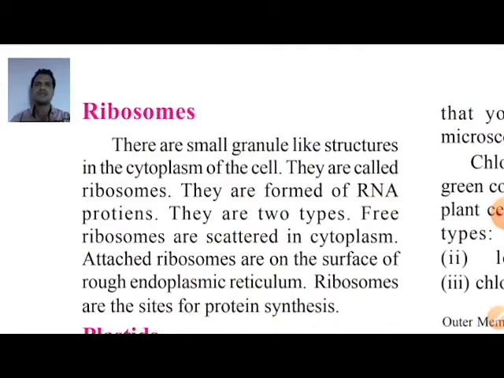In the previous videos, you have observed some small yellowish dot-like structures which are attached to the rough endoplasmic reticulum. Those are called ribosomes. Actually, ribosomes are small granule-like structures and they are formed of RNA. What is the meaning of RNA? RNA is nothing but ribonucleic acid. Okay, and here ribosomes are of two types.